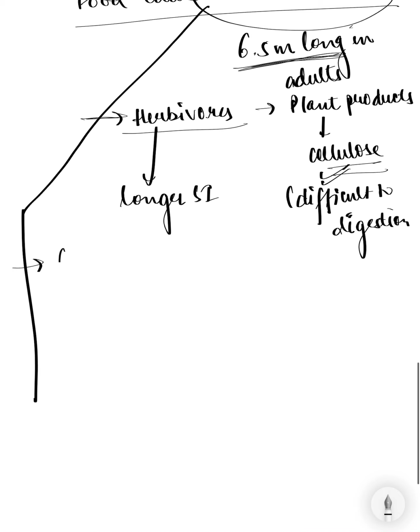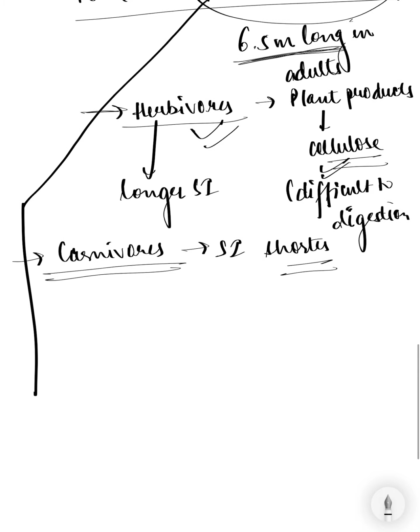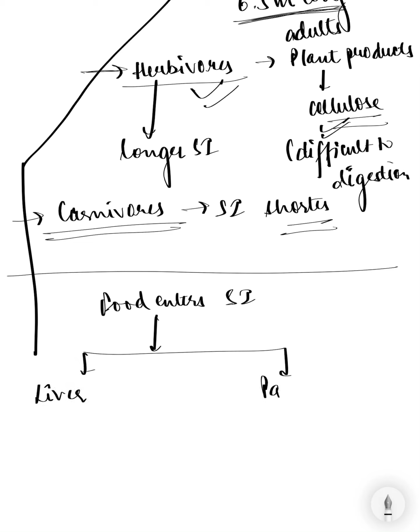Now if we talk about the carnivores, these animals eat meat only, and meat does not have cellulose, so their small intestine is shorter as compared to the herbivores. Right? This is about the length of the small intestine. But when the food enters the small intestine, it receives secretions from 2 other glands, which are the liver and pancreas.